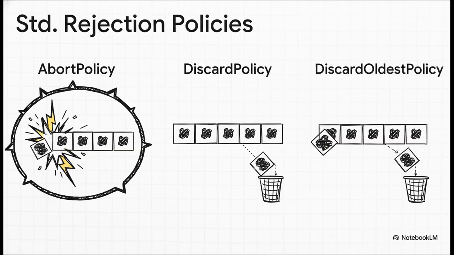The other standard ones, though, they're usually a bad idea. DiscardPolicy just silently drops the task. Poof, gone. That's potential data loss. And DiscardOldestPolicy is even weirder. It throws away the task that's been waiting the longest to make room for the new one. It's just really unpredictable. Surely there has to be a better way.